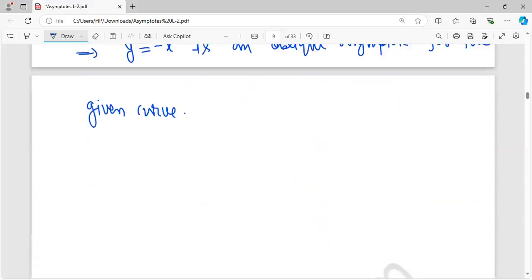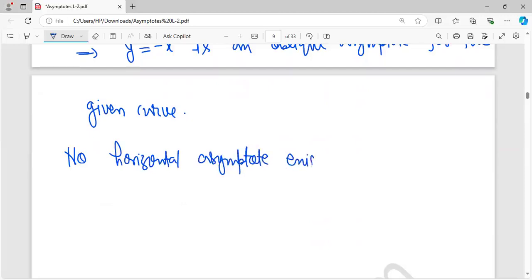Here no horizontal asymptote because both the asymptotes are oblique. So no horizontal asymptote exists. Because horizontal and oblique asymptote do not come together. But only oblique asymptotes are coming, so no horizontal asymptotes. Okay. So today's lecture up to this.